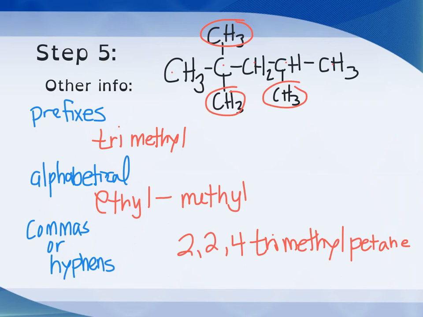So these are a couple of things to be aware of when you're naming. It uses the same scheme no matter what it is you're naming. You're going to start by counting the chain, deciding what direction you want the counting to go in, and then naming the branches and sorting it all out like that.